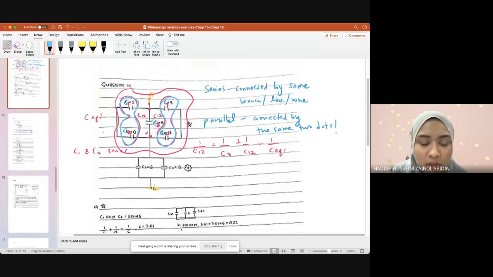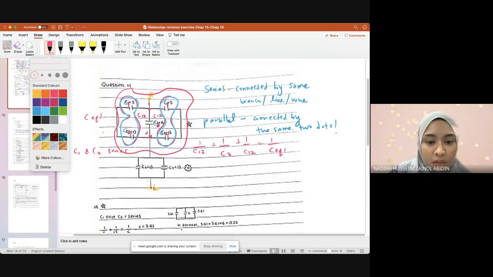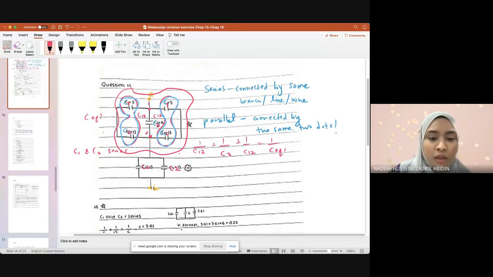Now we found the C equivalent for the top part, and then for the bottom part, C2 and C2. Both are C2. This is C2 and this is C2. So let's try to see if they are in parallel. I am putting dot 1 and dot 2 over here. Is the other C2 connected by the same dots? The answer is yes. They are connected by the same dot. So I can say that they are in parallel. Together, these are the same dots. Okay, so C2 and C2 are in parallel.